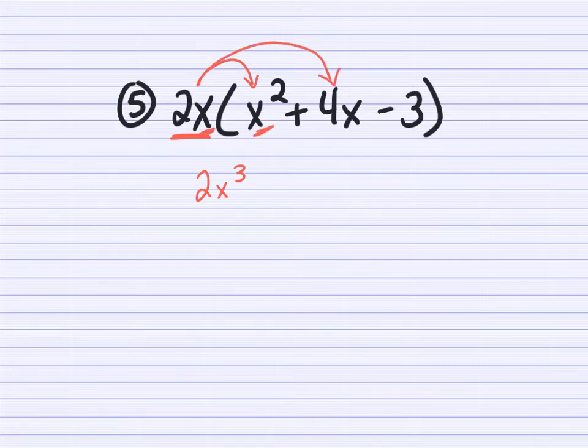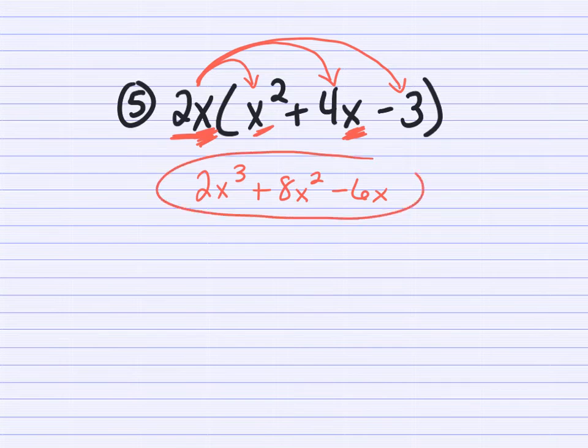2x times 4x gives me 8x squared, because there's 2 x's, one on the outside and one right here on the inside of the parentheses. And then finally 2x times negative 3 gives me negative 6x. I check real quick to see if there's any like terms, and there's not. So this is my answer, and it's already in standard form.